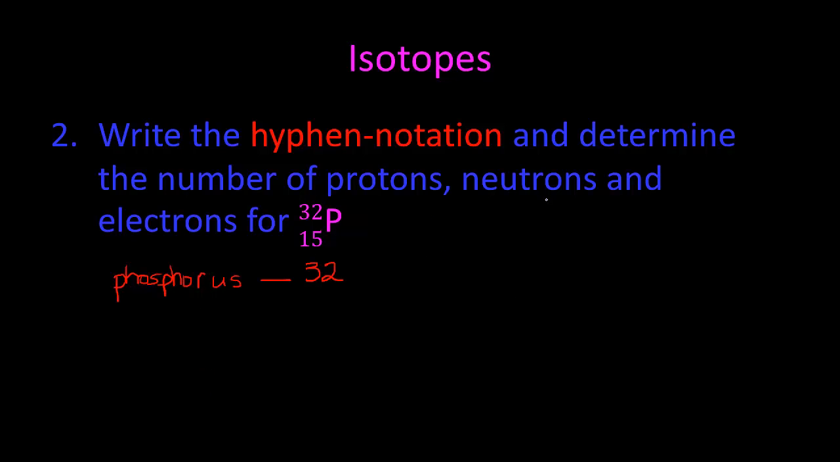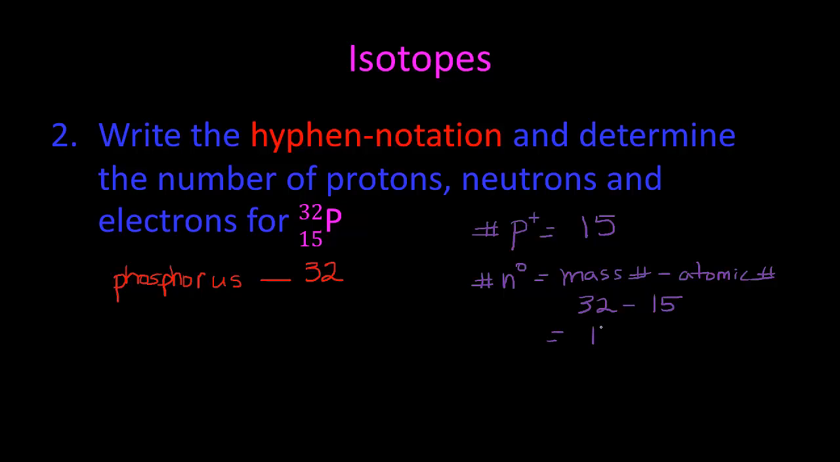Now we need to find the number of protons, neutrons, and electrons. Okay, the number of protons is simply the atomic number, and that's given to us right there. So the number of protons is 15. The number of neutrons is simply the mass number minus the atomic number. The mass number is 32. The atomic number is 15, so the number of neutrons is equal to 17.